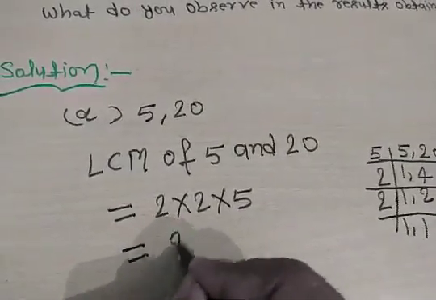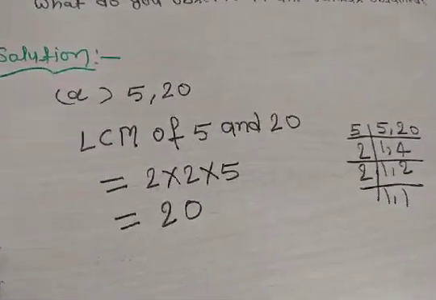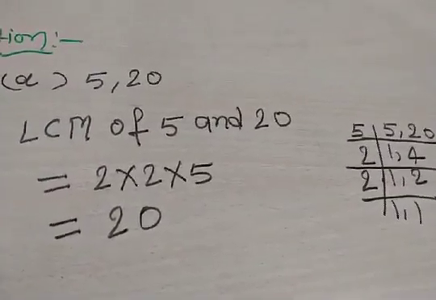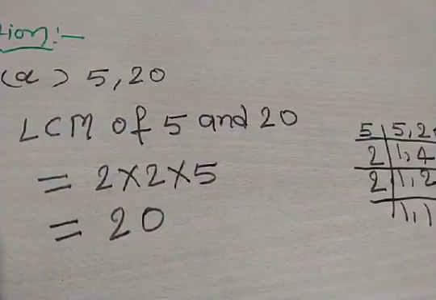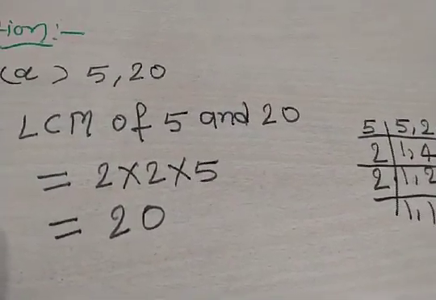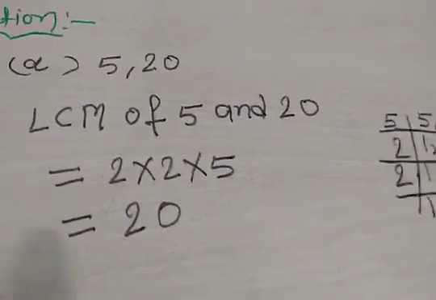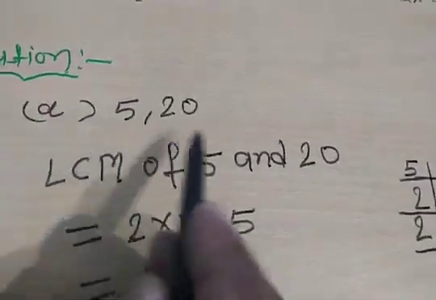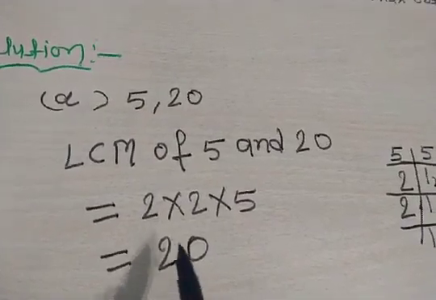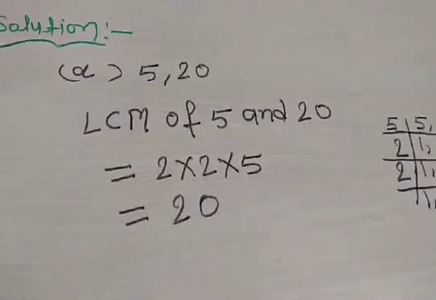See here, the LCM is 20. Clear? So we can see here the LCM of 5 and 20 is 20, which means the smallest number is a factor of the greatest number. So the greater number is the LCM of both numbers. Clear? Now you can see B part.